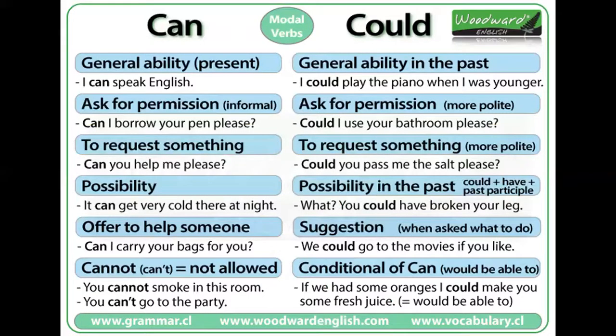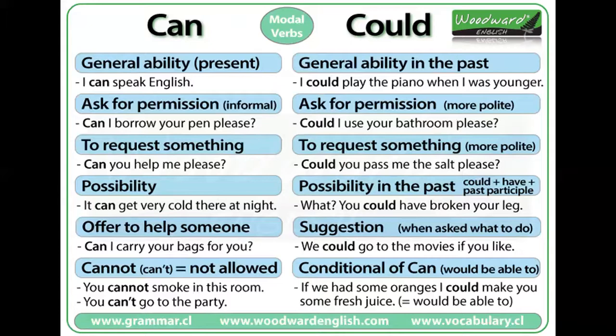What is the difference between can and could? Can is used to tell the general ability of a person, just like, I can speak English. I can means I am able to speak English. And similarly, could is the past tense of can, and this is also used to tell about the ability of a person, but in the past, not in present.